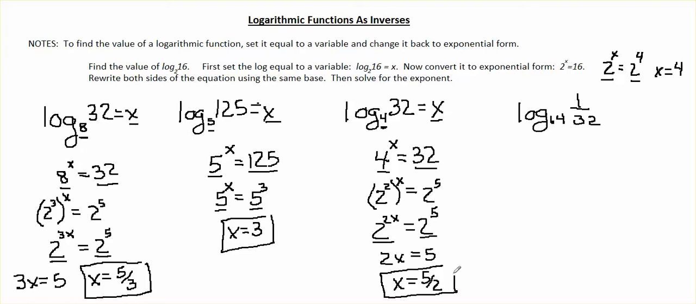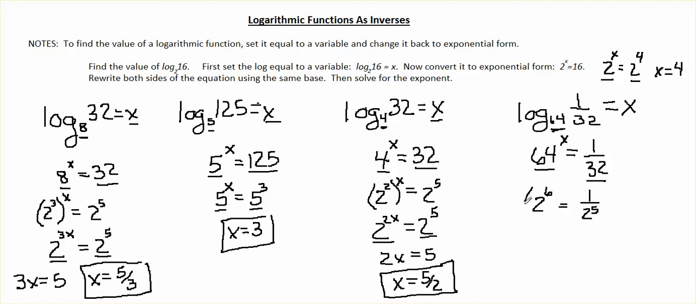And last example, we're going to convert this to exponential form by setting my log equal to a variable. So I have my base of 64. I'm going to raise that to the x power, and that is going to equal 1 over 32. Again, I don't know what power to raise 64 to get 1 over 32. So I'm going to change my bases for both of these. I notice that both 64 and 32 are base 2 numbers. So 64 is 2 to the 6th power, and 32 is 2 to the 5th power.